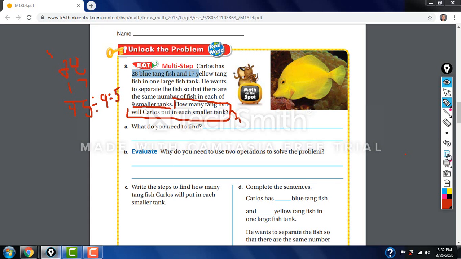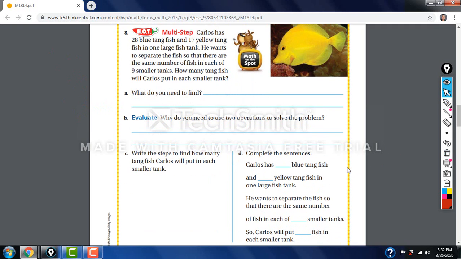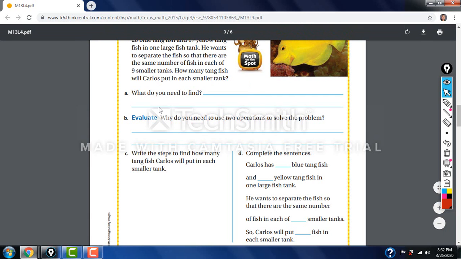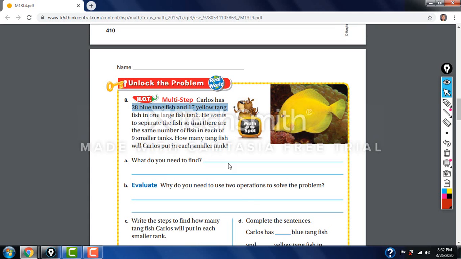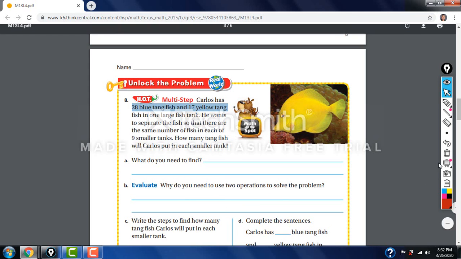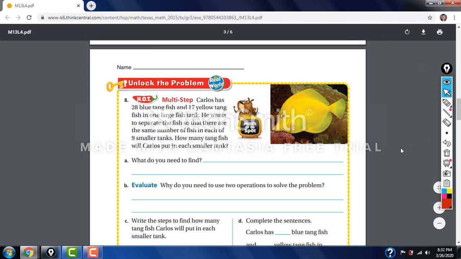Okay, welcome back. So we're looking at why do we need to do 2 steps? Why is it a multi-step? Because we have 2 types of fish. They're the same. We have to get the total number of fish before we can separate them into 9 smaller tanks. So if you have a sentence that says something just like that, you have to get the total first before you can divide them, you're good to go.